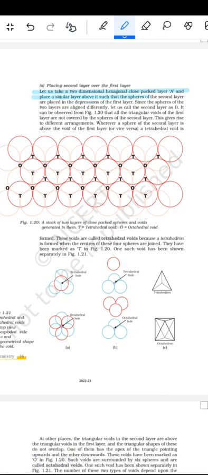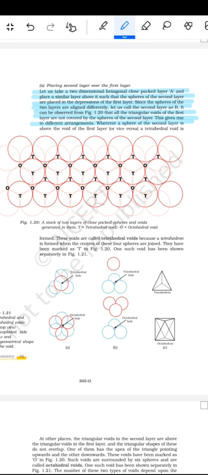a similar layer above it such that the spheres of the second layer are placed in the depressions of the first layer. Since the spheres of the two layers are aligned differently, let us call the second layer B. It can be observed from figure 1.20 that all the triangular voids of the first layer are not covered by the spheres of the second layer. This gives rise to different arrangements.